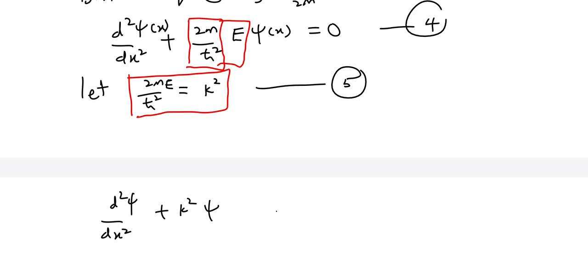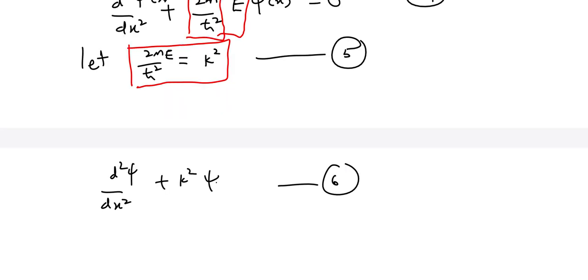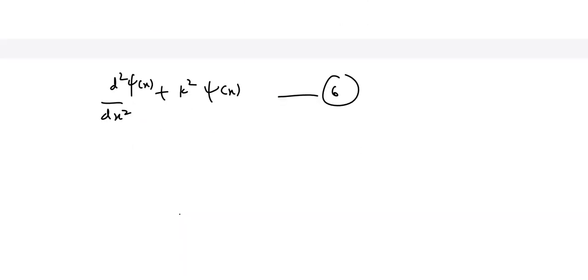So we now have this equation 6: d squared psi of x dx squared plus k squared psi. This is the equation we're going to solve. So how do we solve this equation? This is a very simple homogeneous second order differential equation, and I believe you have been taught in mathematics classes how to solve this problem. But let me just digress a bit. How do you solve this type of problem?